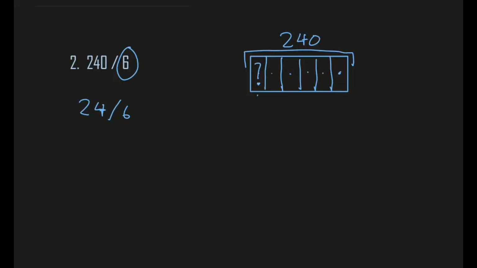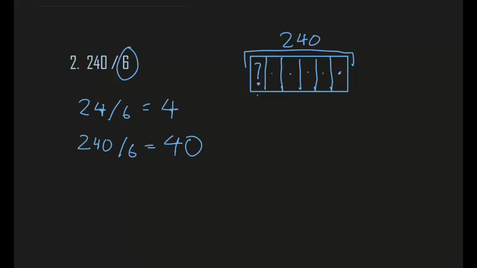So instead of bringing the 0 down, first we're going to divide 24 by 6. So 24 divided by 6 is 4. So now we will do 240 divided by 6, and all we're going to do is simply add a 0 after the 4.